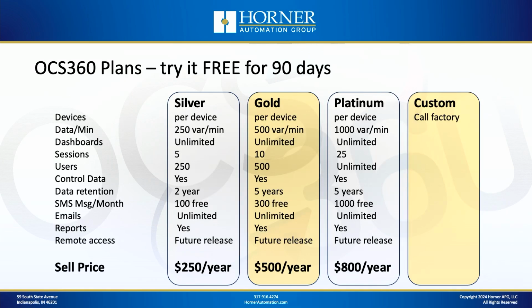We've got several plans available for you: silver, gold, and platinum. The primary way in which they differ is in the amount of data per minute that each OCS controller is allowed to push to the cloud. For silver, it's 250 variables per minute. For gold, it's 500 variables per minute. And for platinum, it's 1,000 variables per minute.